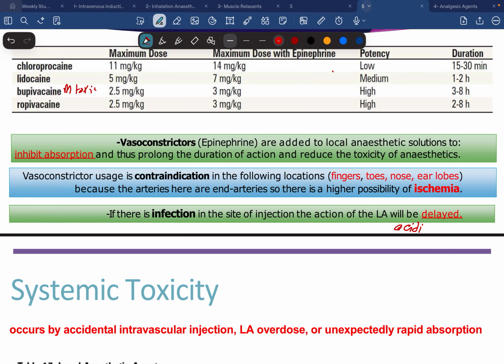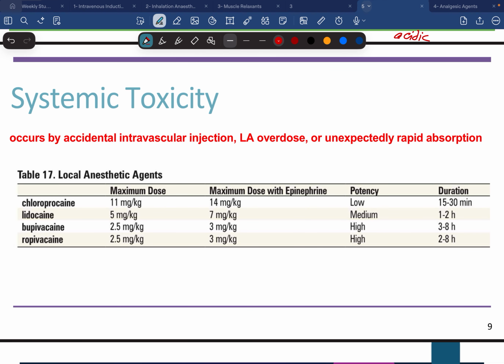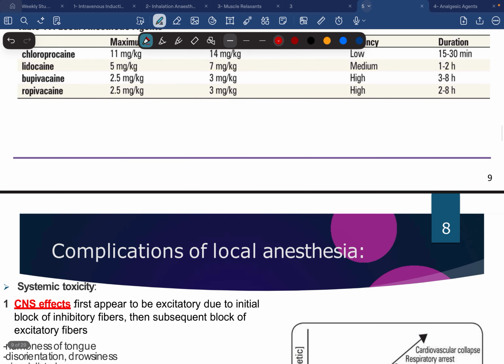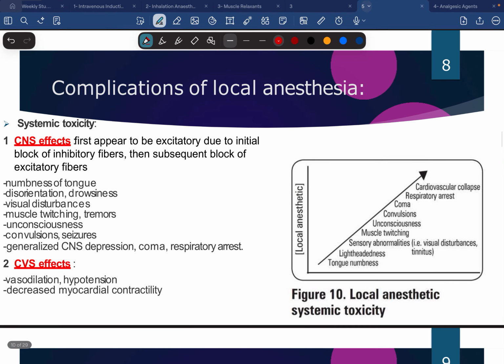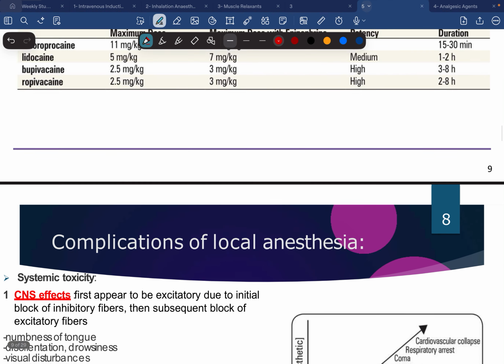Systemic toxicity occurs by accidental intravascular injection or overdose or unexpectedly rapid absorption. There are some areas that we inject that are highly vascular, so if you inject without keeping in mind your dose and the vascularity, then you might end up with a systemic toxicity. Or accidental intravascular injection.